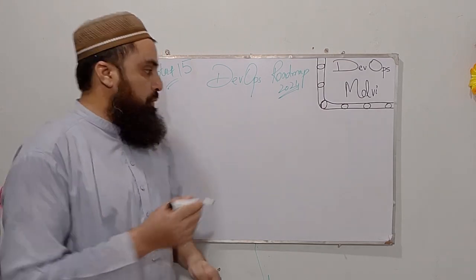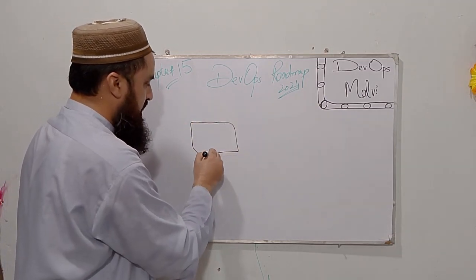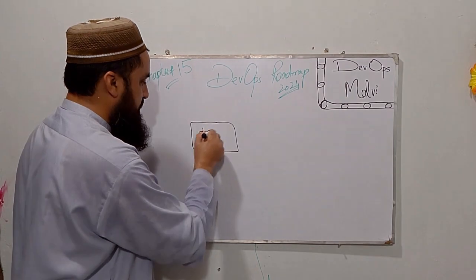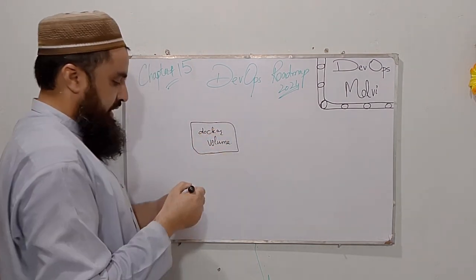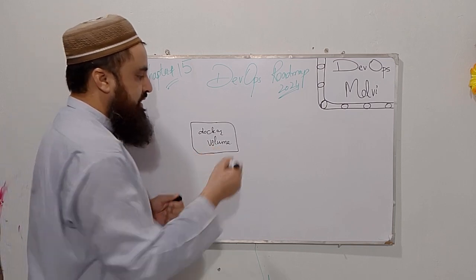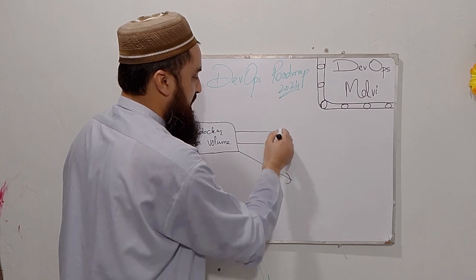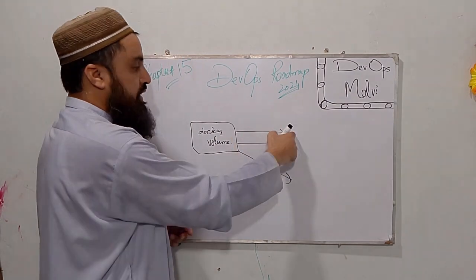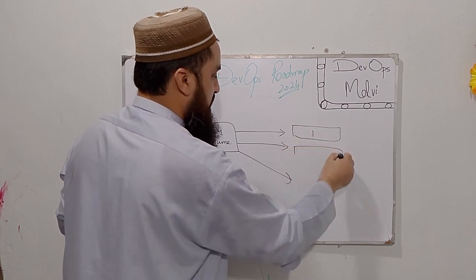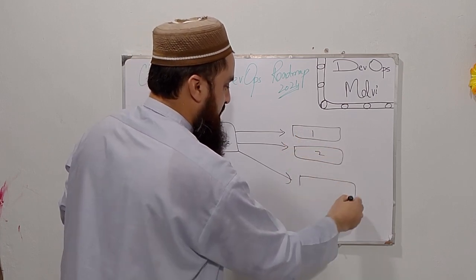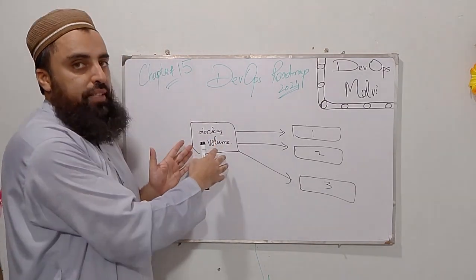For instance, let's suppose we have created this Docker volume. Now I can attach it to a number of containers at the same time. So it means that it is not dependent on a single container. This can be container 1, this can be container 2, or this can be container 3. So the Docker volume is independent.